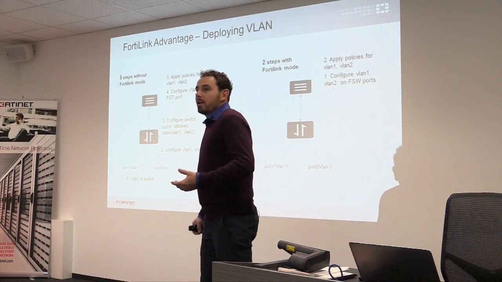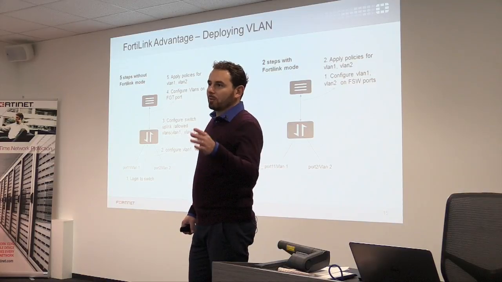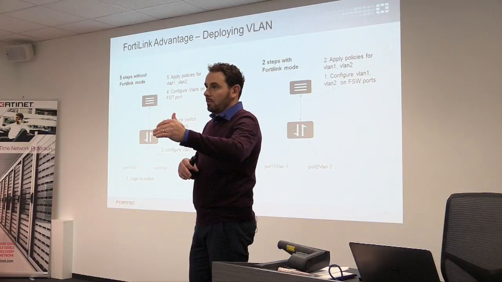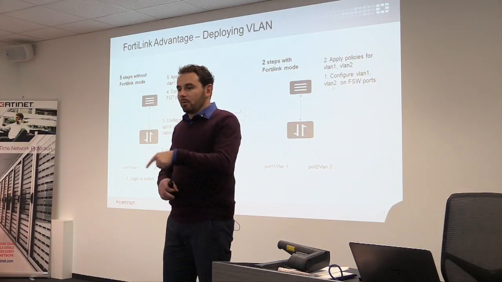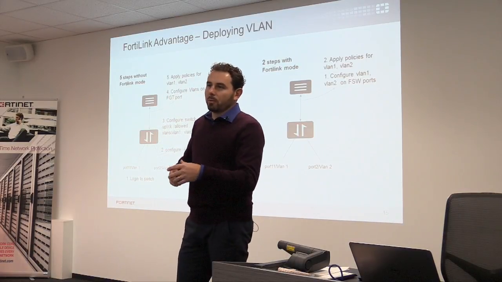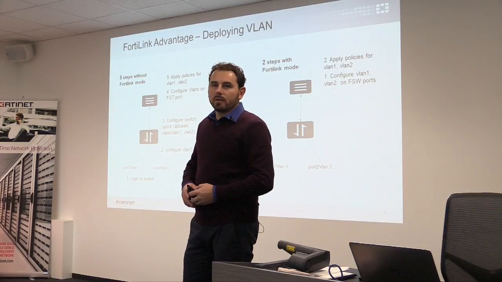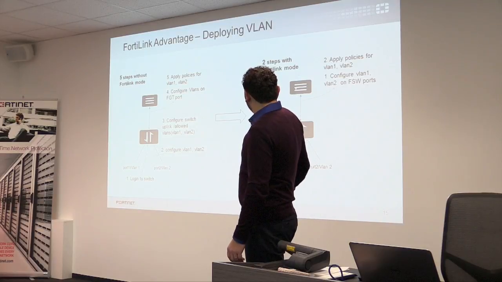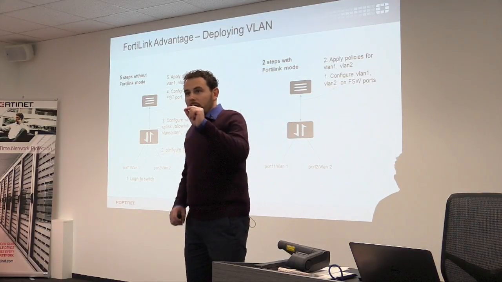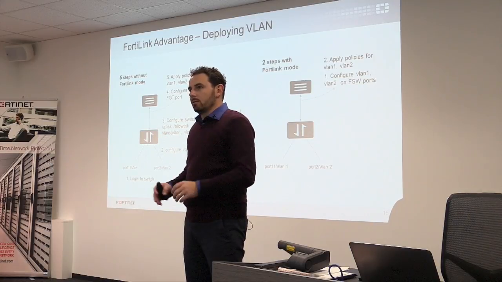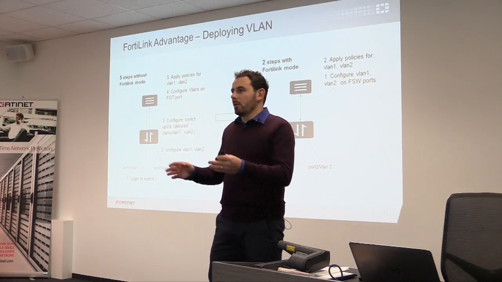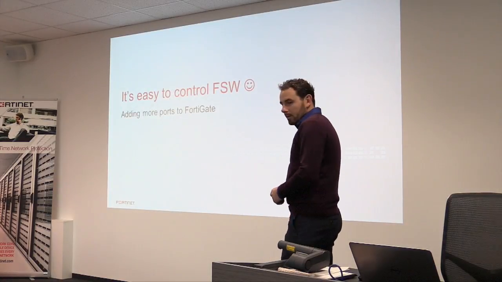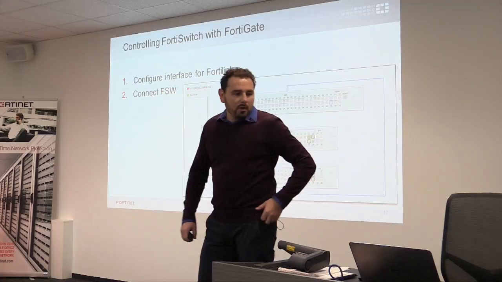So the advantage here, right? When we deploy a VLAN, you have to do multiple steps if the switches are not controlled by the FortiGate. You have to log into that switch and do the operation, then configure the same on the FortiGate. But the advantage here is that you just do it on the FortiGate. You have a VLAN, you apply it to the ports. You choose the ports you want, and that's it. I'll show you in the demo.